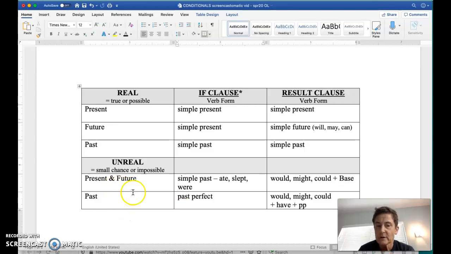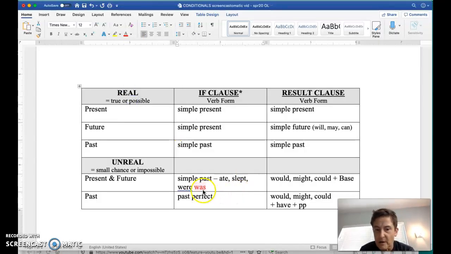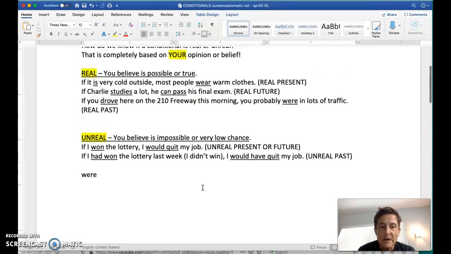For unreal conditional, everyone uses this. We do not use was. Now you will hear native speakers use was sometimes, but they're wrong. They're showing bad grammar. Okay, so let's go up here and make a sentence. Let's say, if I were, not was, sounds like, oh, of course I was, right? That's the way we say it, but not for conditional.